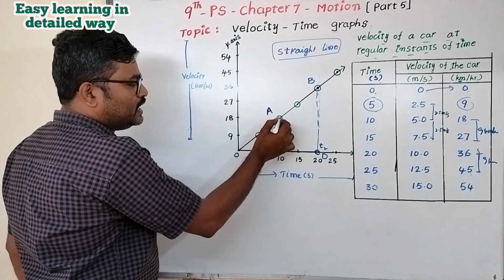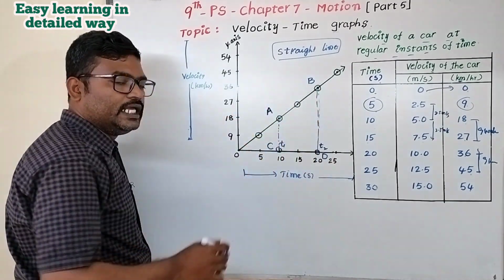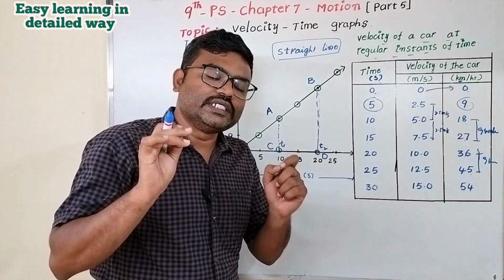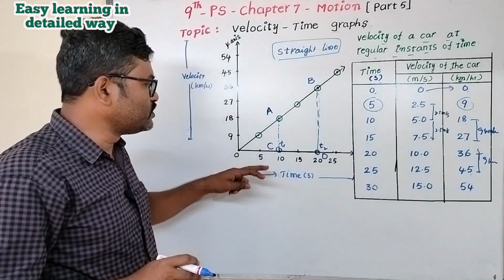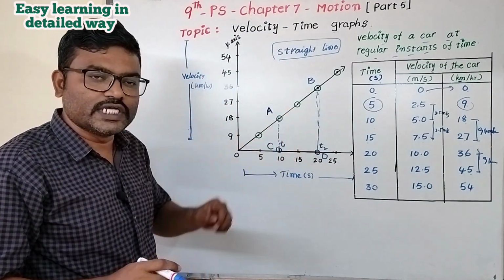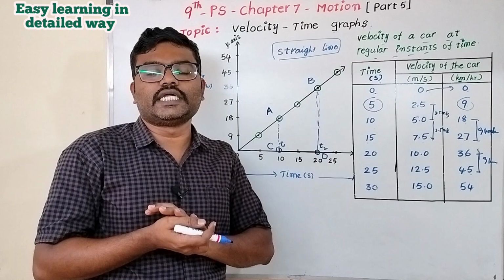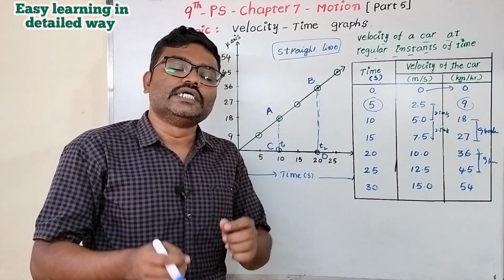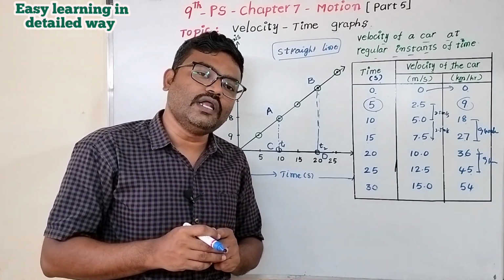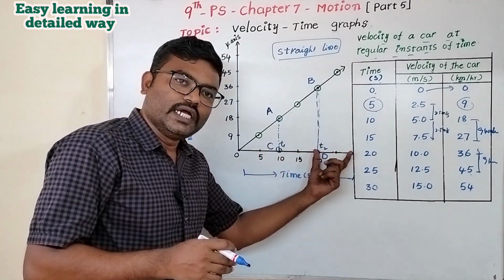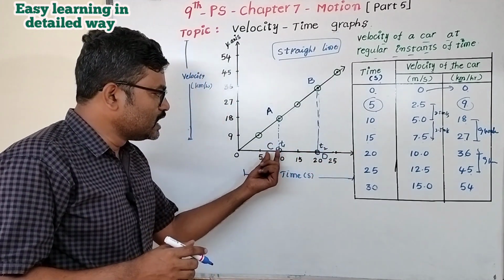ACDB. ACDB is a quadrilateral. See, there are 4 sides: 1, 2, 3, 4 sides. This quadrilateral area gives the distance covered by the car in a particular time interval, that is C2D.